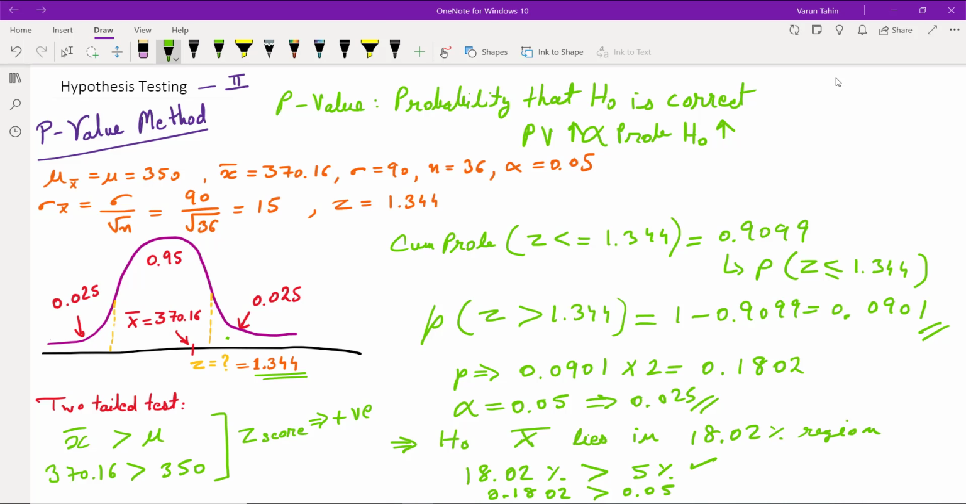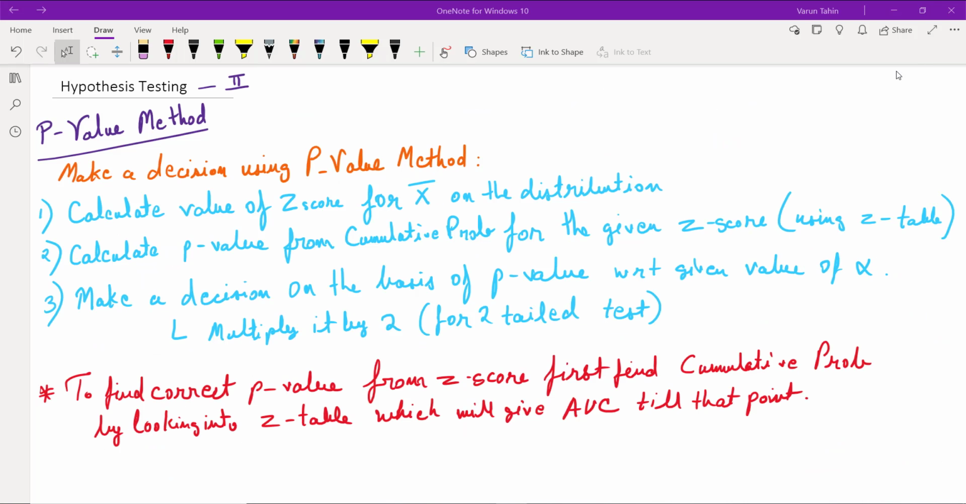So this is correct, right? In this case what we say is we fail to reject the null hypothesis. So this is how we take decisions using the p-value method, guys. Now we will step by step see what we have already done, and we will see some situations where it can be applied. Now these are the steps we did.